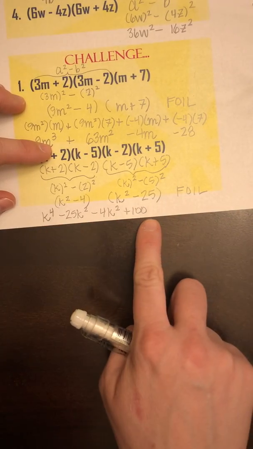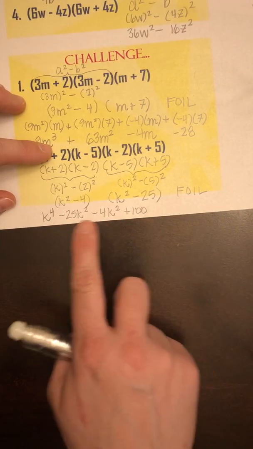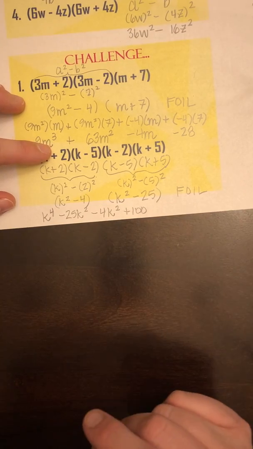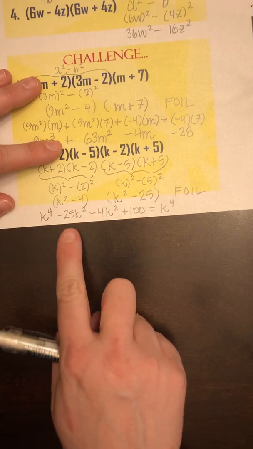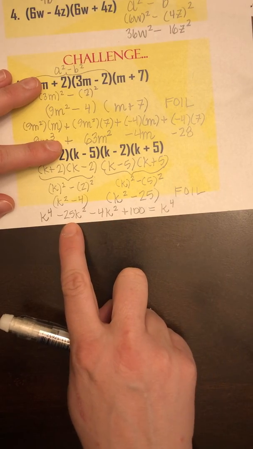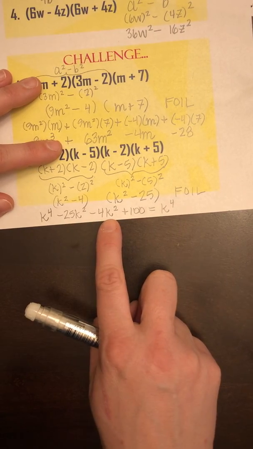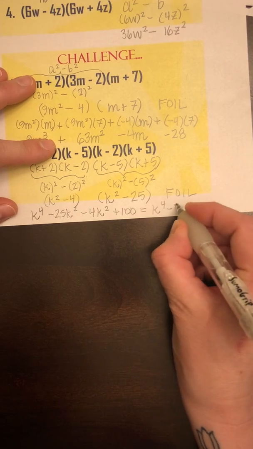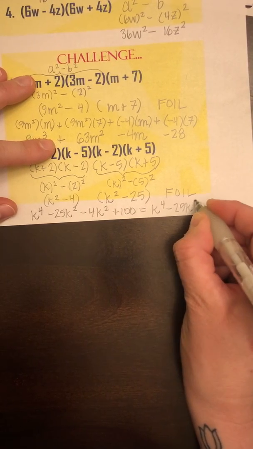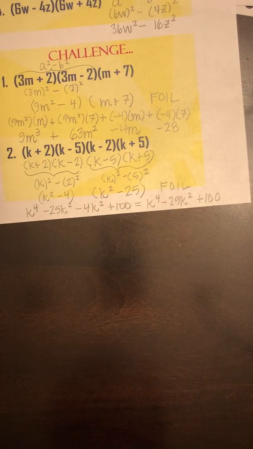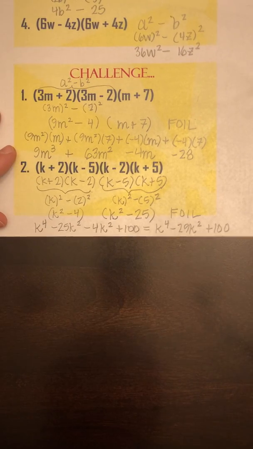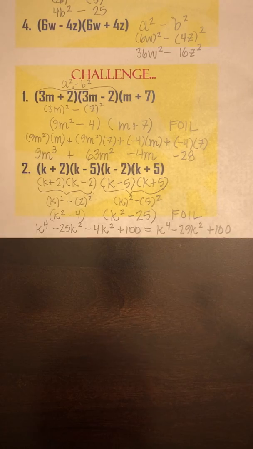It's almost done, but I do have like terms. Those two in the middle, they both have k squareds. So I'm going to keep the k to the 4th power, but now in the middle, negative 25k squared minus 4k squared turns into negative 29k squared. And then I'm going to keep the 100 at the end. So at this point, I have no like terms, and it's in descending order.